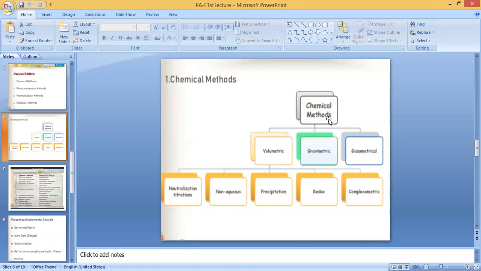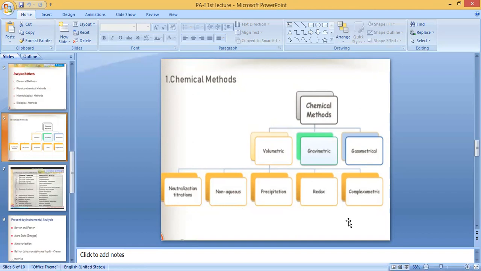So chemical method of analysis is further classified into three major classes, that is volumetric analysis, gravimetric analysis and gasometric analysis. Volumetric analysis is also known as titrimetric analysis. Majorly different titrations are performed, and depending upon the nature of analyte, this volumetric analysis is further classified into five different classes. That is either neutralization titration, non-aqueous titration, precipitation titration, redox titration or complexometric titration. So in volumetric analysis, from the volume of the standard solution consumed by an analyte, we can find out the concentration of analyte.